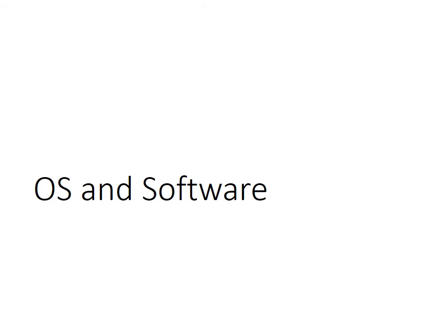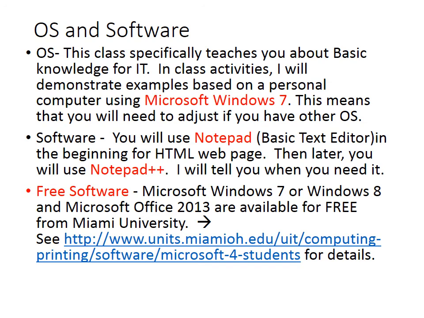Operating system and software. In this class, I will demonstrate examples based on Microsoft Windows 7. This means you will need to adjust if you have other operating systems. You will use Notepad in the beginning for HTML web pages. Then later you will use Notepad++. I will tell you when you need it. Miami University offers free software for students. Microsoft Windows 7 or Microsoft Windows 8 and Office 2013 are available for free from this link.